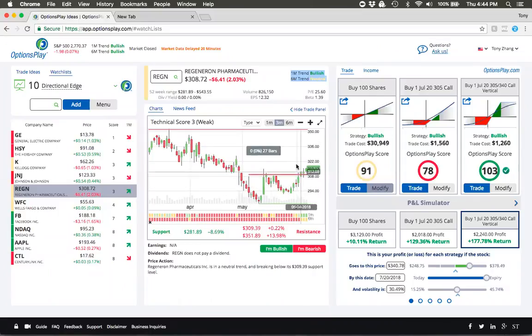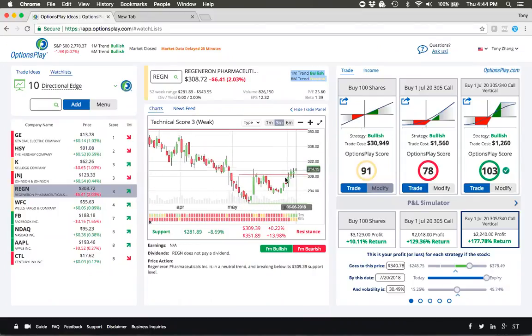As you can see, it recently broke above a resistance level right around this 310 area. And as you can see, this turned bullish just 3 days ago on June 4th. That's when this pharmaceutical stock turned neutral and bullish again.